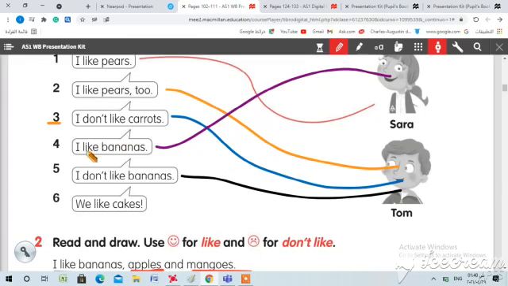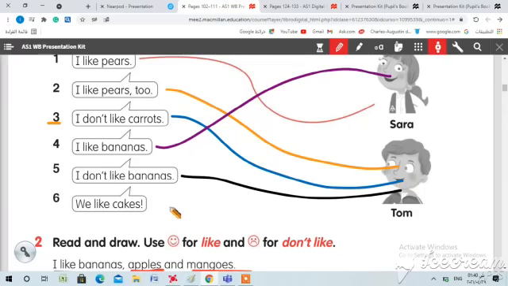Number 4. I like bananas. Sarah says, I like bananas. So we have to match it with Sarah. Number 5. I don't like bananas. Tom says, I don't like bananas. So we have to match it with Tom.